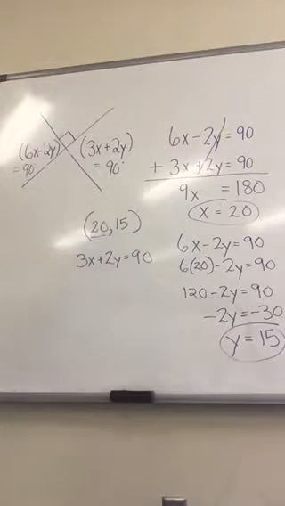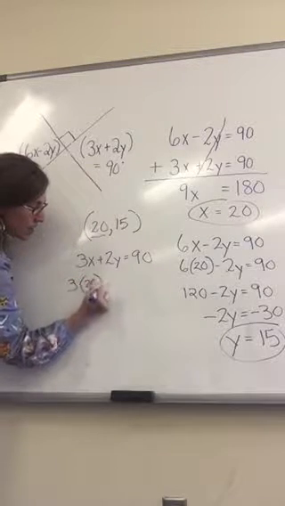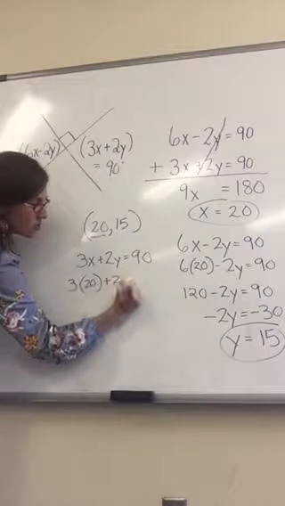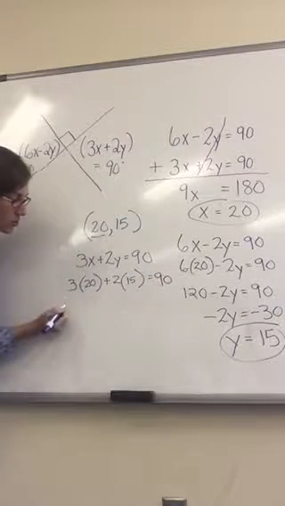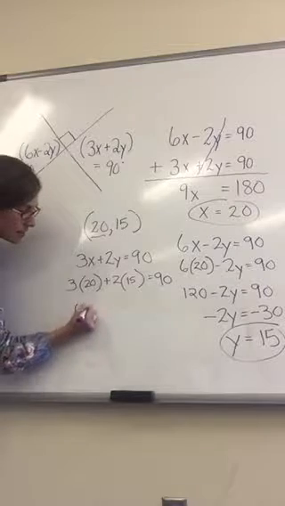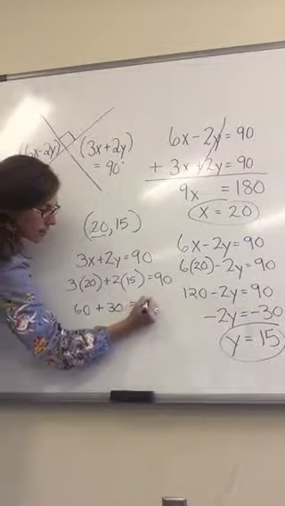Here, did I write those down backwards? No, I did not. Okay, my x is 20, so I'm going to say 3 times 20. My y is 15, so I'm going to say 2 times 15 equals 90. And let's check and make sure it worked. 3 times 20 is 60, plus 2 times 15 is 30, equals 90.